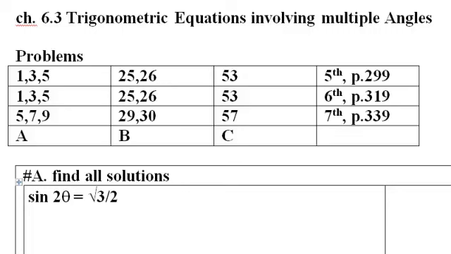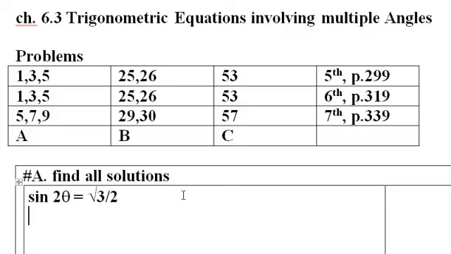Here are some problems for the section on trigonometric equations involving multiple angles. It says, find all solutions for theta between 0 degrees and 360 degrees. Verify your answer graphically. I'm just going to do 3 of these problems, and then I use the graphing calculator. Okay, so the first one is sine 2 theta equals the square root of 3 over 2.